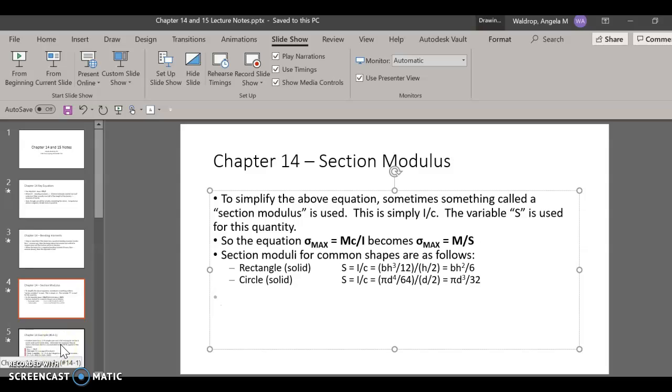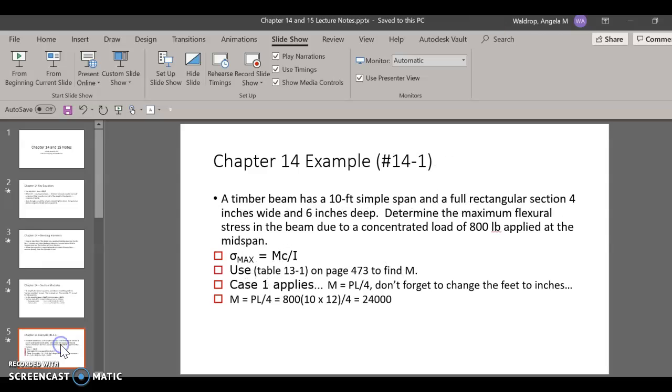Now, the best thing for me to do is to go through an example problem with you, so I'm going to do that now. If we look at problem number 1 in our textbook in chapter 14, it says a timber beam that's a 10-foot simple span has a full rectangular section 4 inches wide by 6 inches deep. Figure out the maximum flexural stress, sigma, in the beam due to a concentrated load of 800 pounds at the center. So this is the equation we need to use: again, M, C, and I. We're trying to find this sigma here.